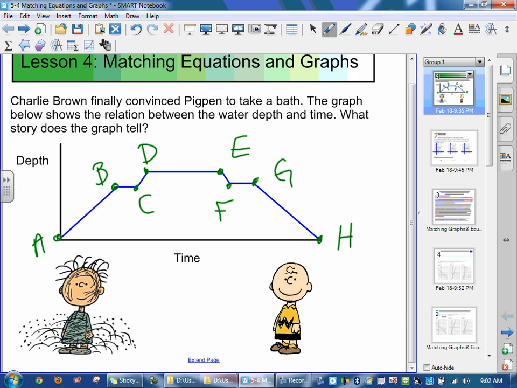What's happening from A to B in the tub there? You're filling it with water. Okay, so we're going to fill it here. Filling it with water. Okay, what happens right here from B to C? You shut the water off, right? So there, we shut the water off.